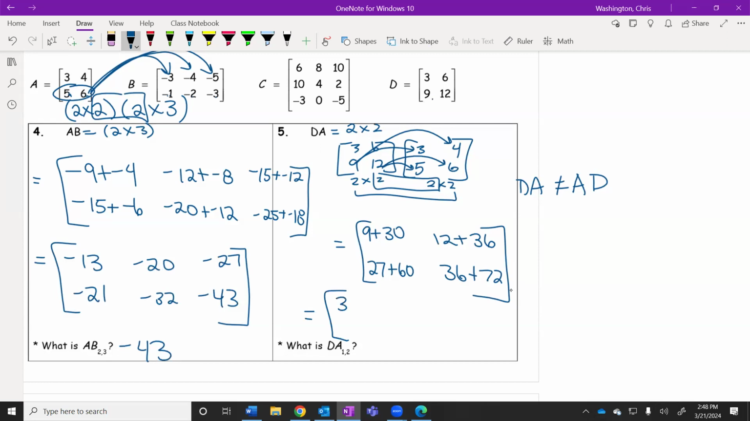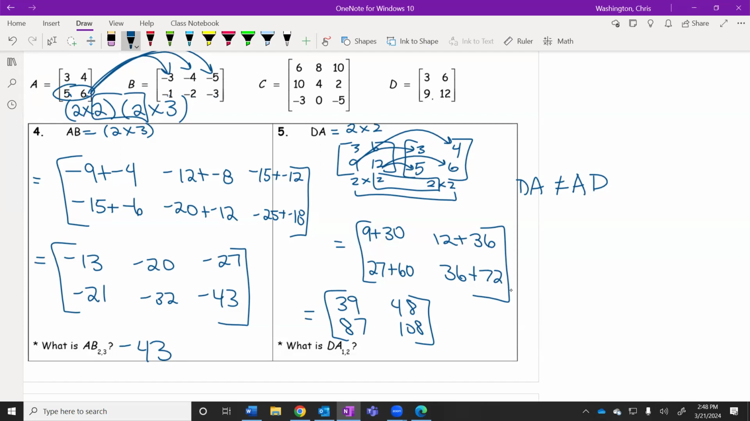9 plus 30 is 39. 12 and 36 is 48. 27 and 60 is 87. 36 and 72 is 108. And can we identify the element in position 1, 2? 48. That would be the first row, second column, that is 48.